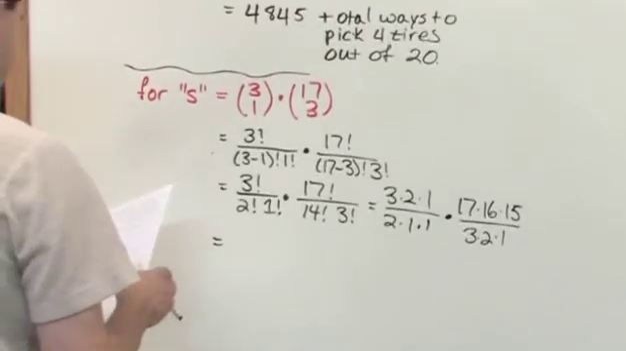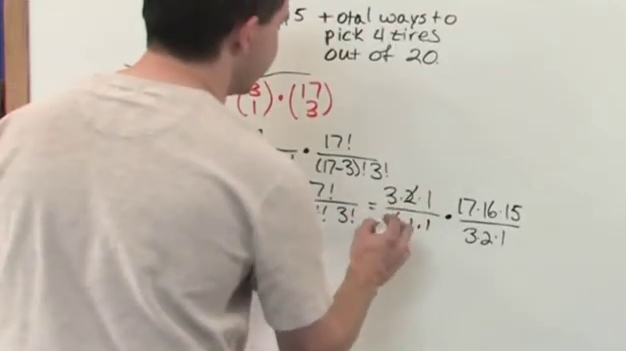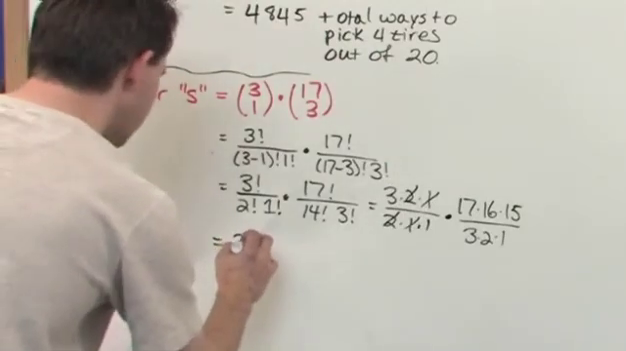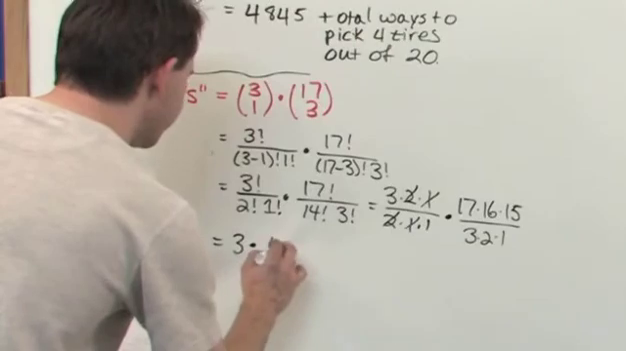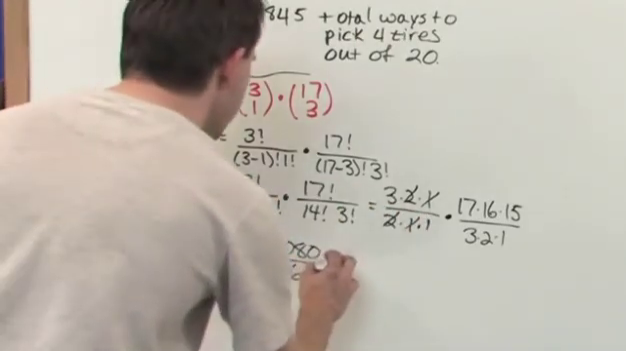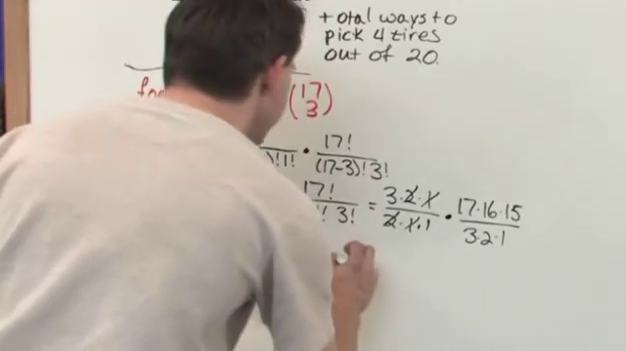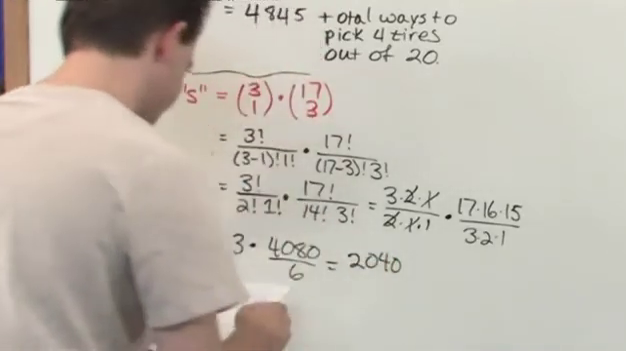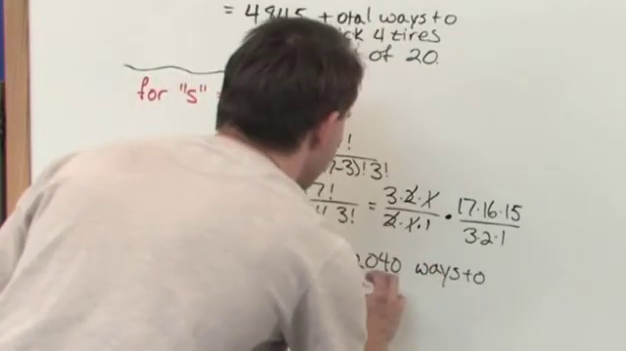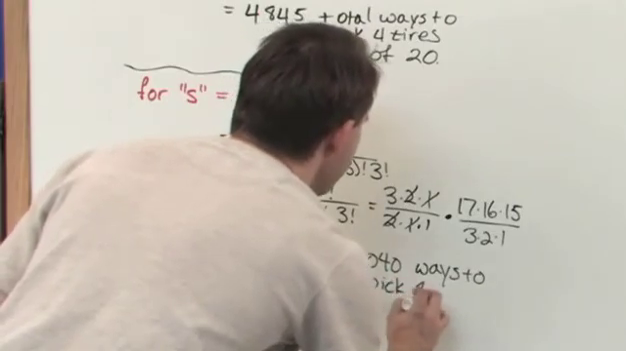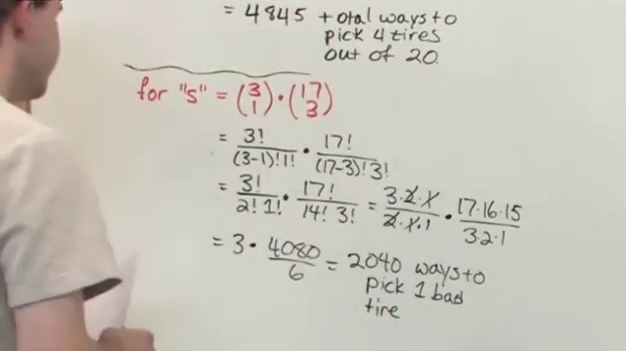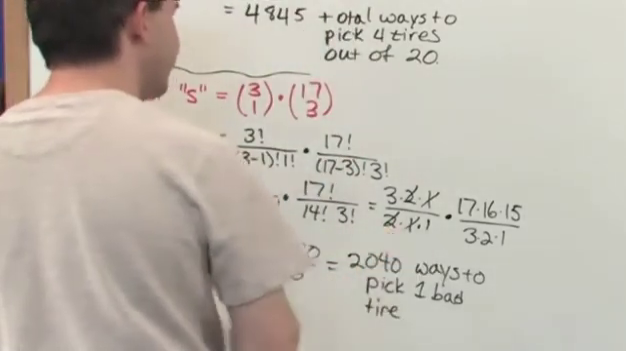So when you actually do all of this, the 2 cancels with the 2, the 1 with the 1, 3 is just going to sit there. What you're going to have is 3 times 4080 over 6. That's just what that second thing is going to equal. And when you do all this multiplication and division, what you'll get is 2040, and this is the number of ways to pick one bad tire.